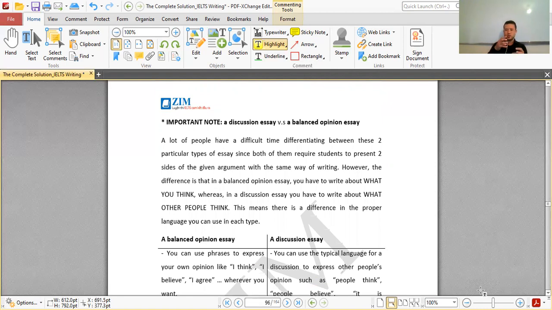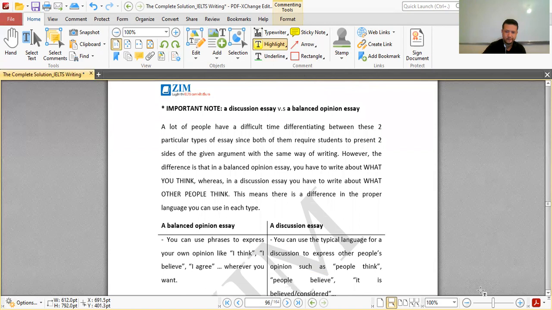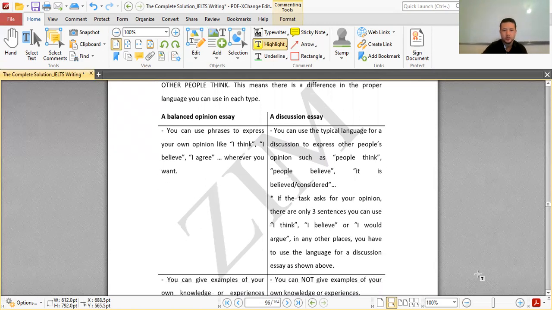So this essay asks you about your opinion. So what you think about the opinion, but discussion essays require the idea, what other people think. So there is a little difference between them. So language itself, for example, you can see the balance essay, guys, discussion essays. For example, in a balance essay, you can express your own opinion like I think, I believe, I agree, the way wherever you want.